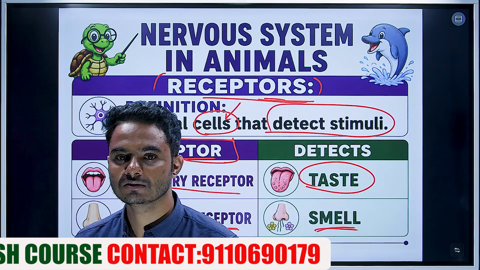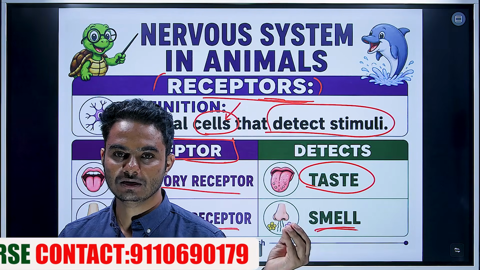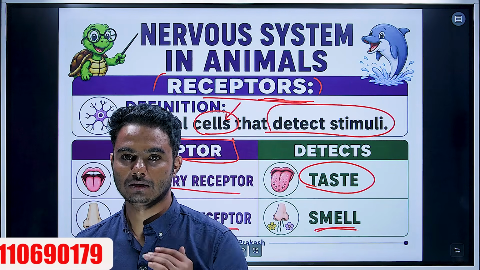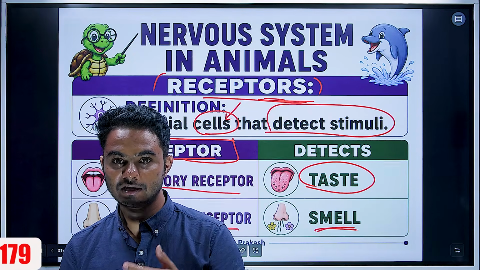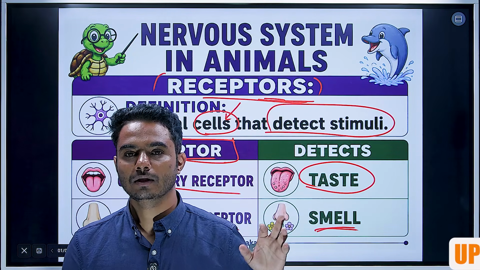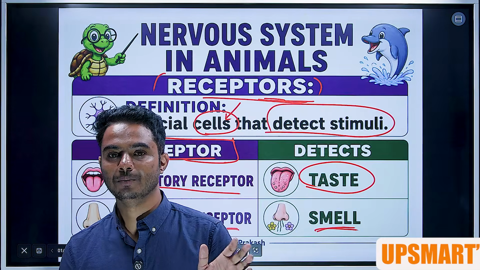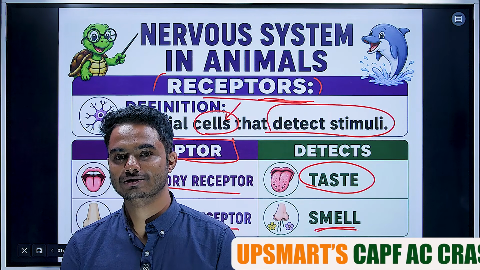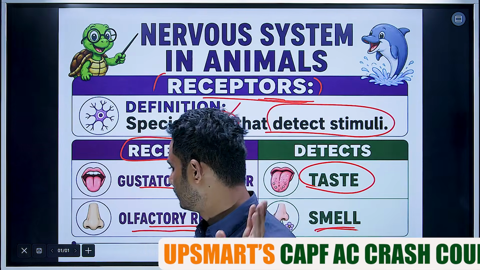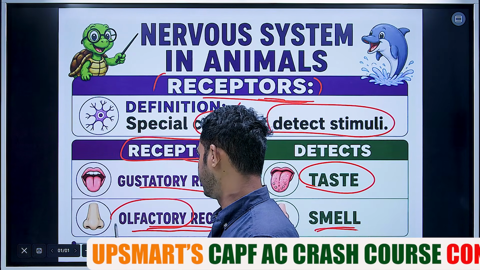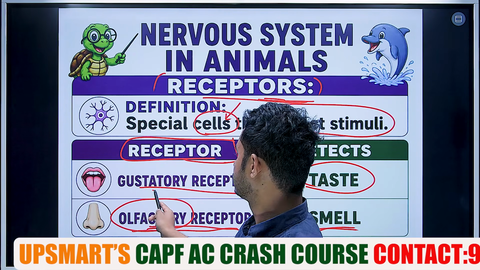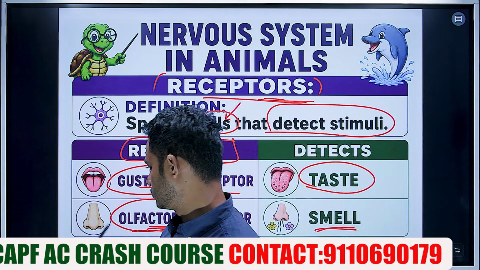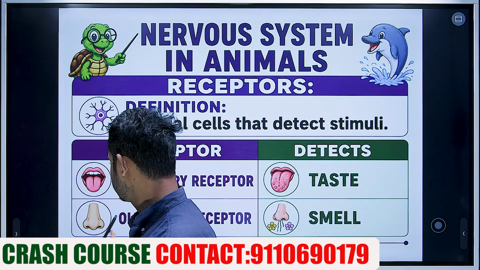If something smells very bad, you will close your nose or you will stop breathing. You will stop inhaling. Why? Your brain will tell you, "Arey yaar, if you take this air, you might get sick, or you might feel uncomfortable, or you might lose your consciousness." That is where your olfactory receptors come into work. Same with the gustatory receptor. Easy. These are called receptor cells. These two are the major examples.